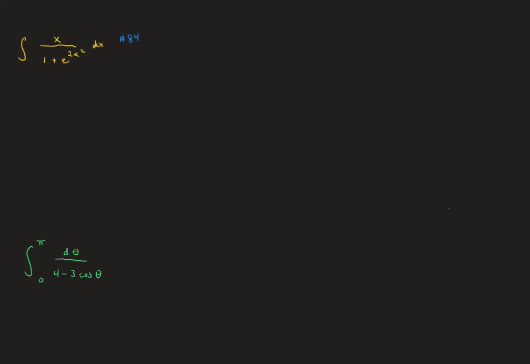So on 84, we have the integral of 1 over 1 plus e to the u du, which is going to be u minus the natural log of 1 plus e to the u plus c. So we have to, I think, call u equal to 2x squared, which will make du be 4x dx, which is going to make our dx be du over 4x.